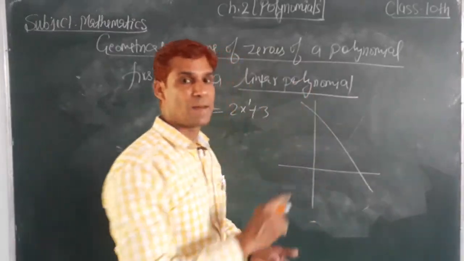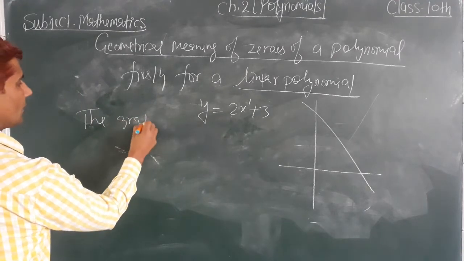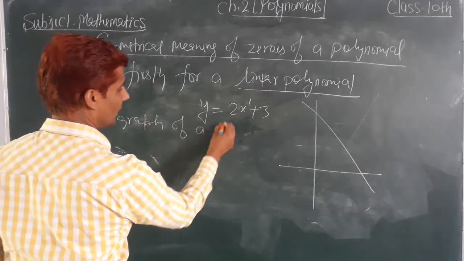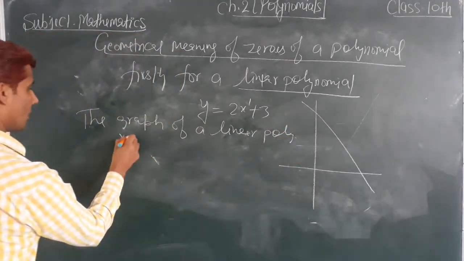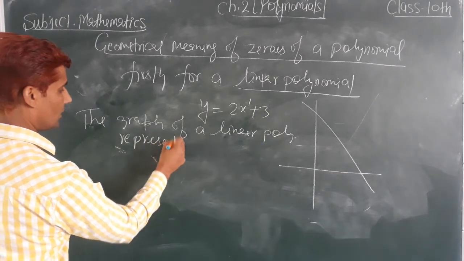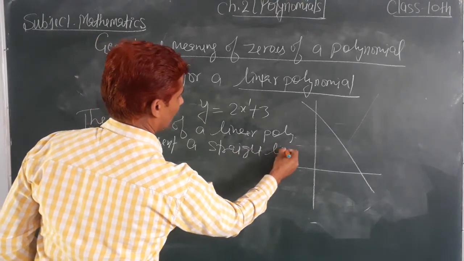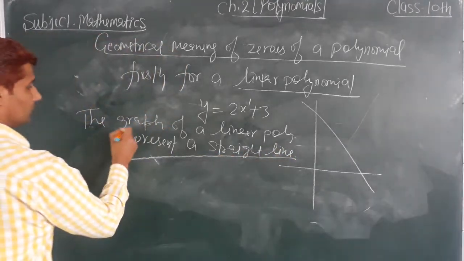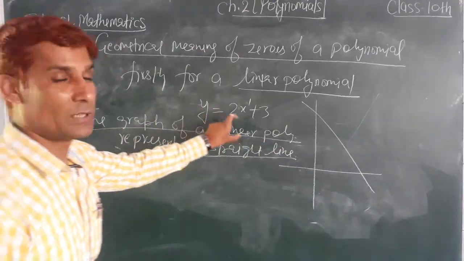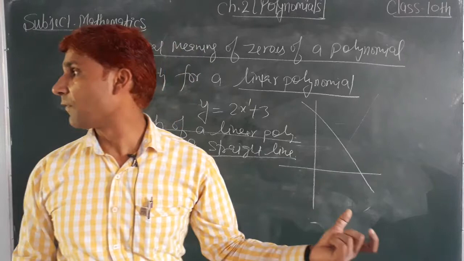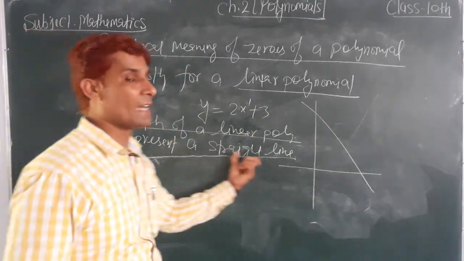A straight line will always come, meaning the graph of a linear polynomial represents a straight line. This is the important term, important for the exam. The graph of a linear equation, of a linear polynomial, will always be in the form of a straight line.